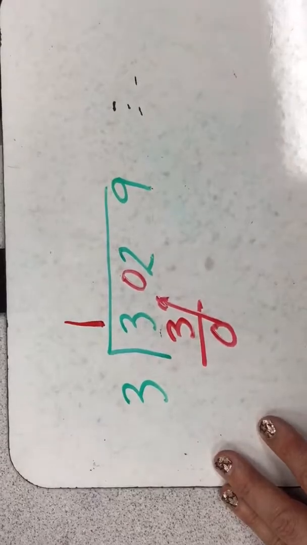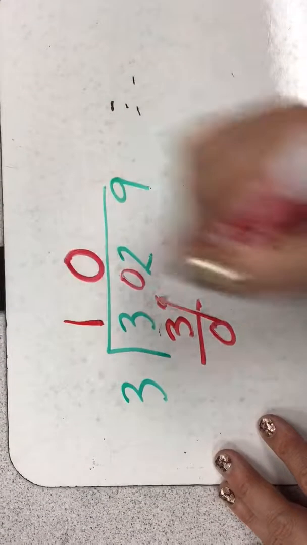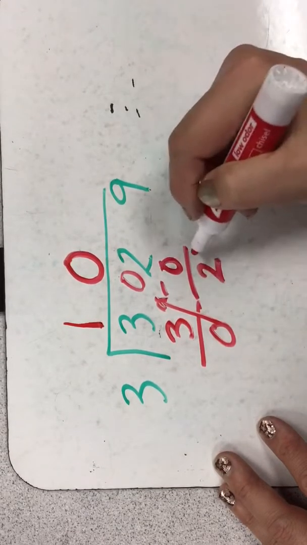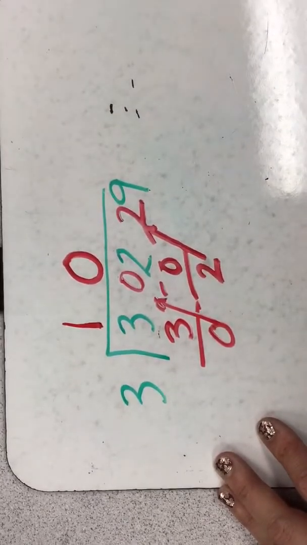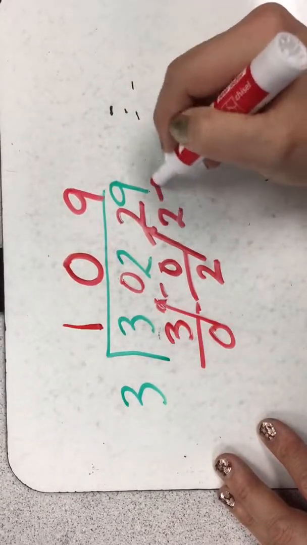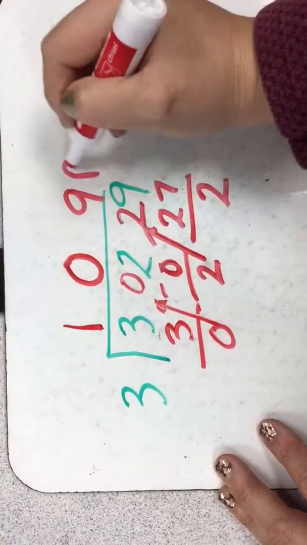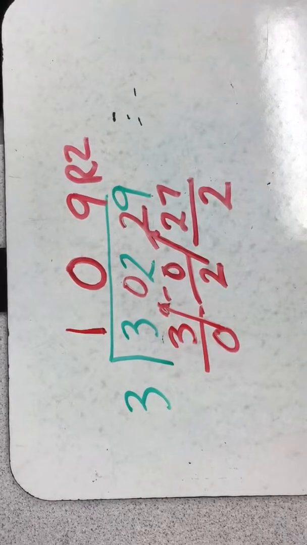Now we have 2 tens. We cannot divide that, so we're going to still put a 0 here. Subtract, you get 2. You're going to bring that 2 up here, so now we have 29 divided by 3. In this case, we still end up with 9. We multiply to get 27 and subtract to get 2. So we end up with a remainder 2. So those are 3 different methods that you can use to actually solve some division problems.